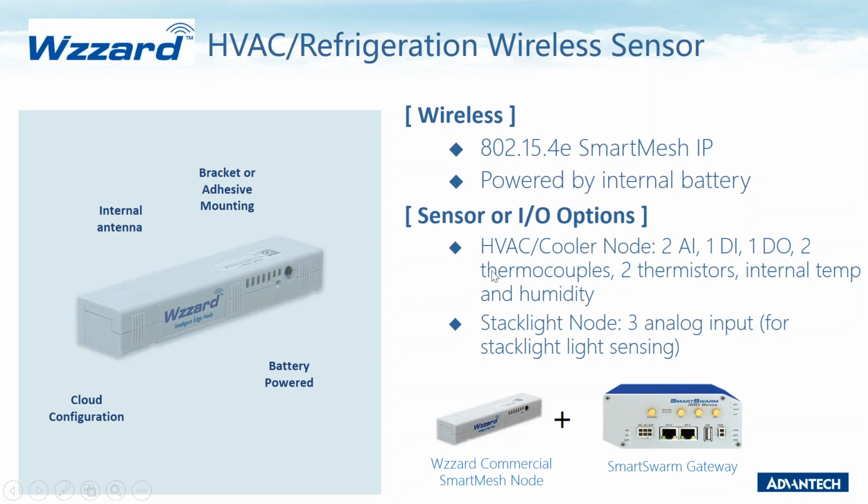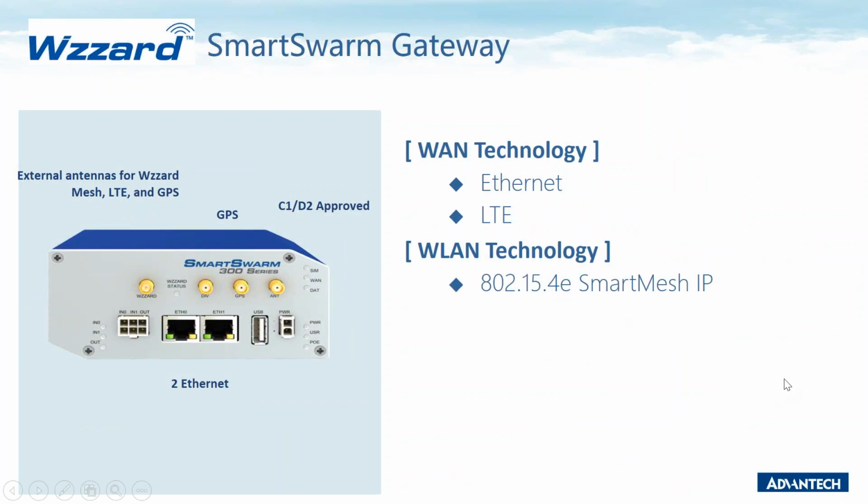And then there's also a version of this that supports monitoring of a stack light. We don't provide a stack light, but it's a little strip essentially that has 3 analog inputs for telling red, orange, green what's going on with a stack light. I'll show a picture of that in a kit on the next slide. But again, these are Wzzard Mesh, and they connect to that same SmartSwarm gateway that I showed 2 slides earlier.